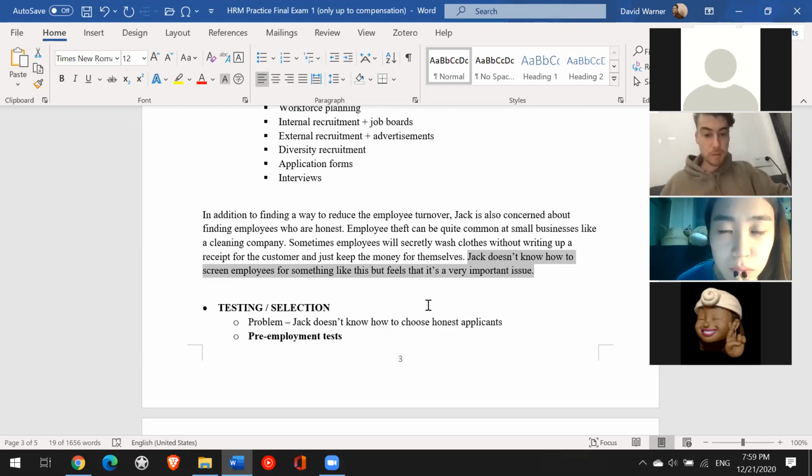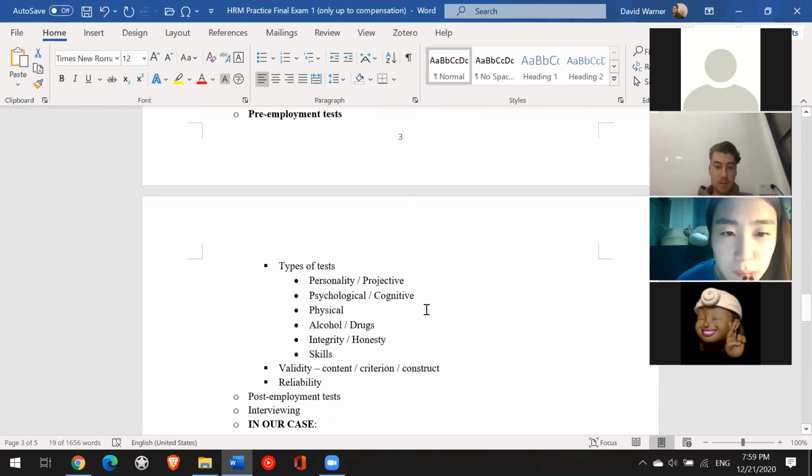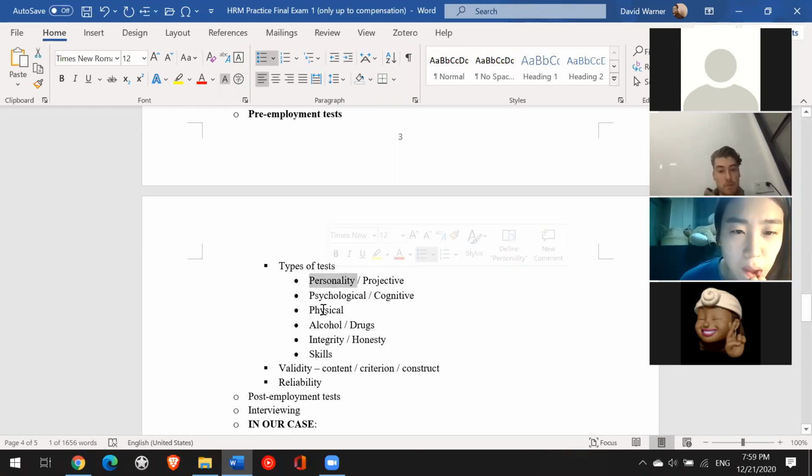I guess to implement some of these tests. Yeah, obviously, but can you be more clear? Like, what tests? When, how, where? So probably personality, if it's to do with theft or integrity and honesty. Okay. Anais, are you there? I'm here. Would you agree that we should use a personality test? Yeah. Why?